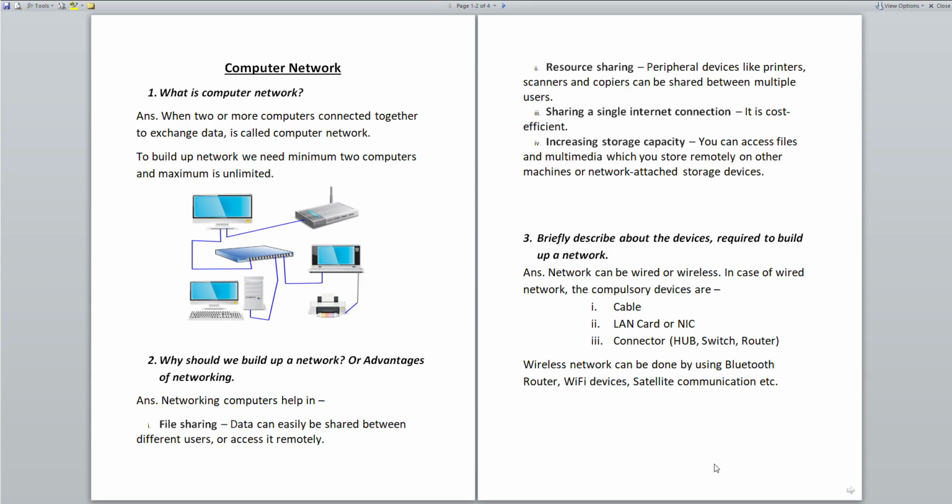The third one I would like to talk about is sharing a single internet connection. This is very common. Assume that in your home you have two brothers and sisters, so you are three, your father is there and your mother is there, and there are 3 or 4 PCs, laptops or mobile phones in your home, and there is only one internet connection. Now, do you need to take five internet connections for all? No, it is not needed. With only one single internet connection, we can use it.